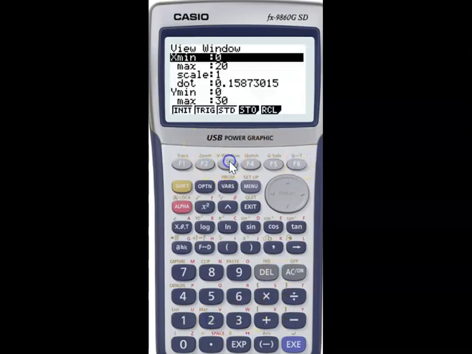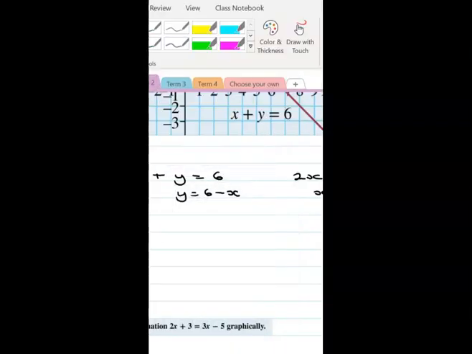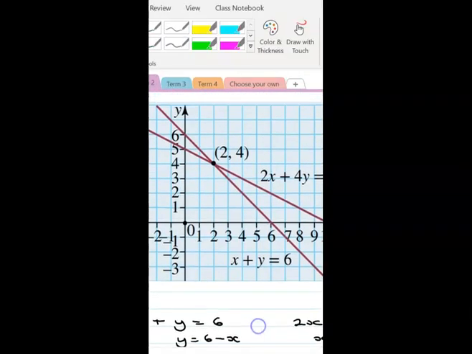Now, I've got to alter my V-Window, so I'm just going to quickly press F3 and F3 again to standardize it, exit and draw, and then I'm going to use G-Solve to find where those two lines intersect. And when I press intersect, we can see they intersect at the point 2, 4, which is what we got on the sketch just here. And you can see that point there. And that's pretty much everything you need to know about solving equations with x on both sides graphically.